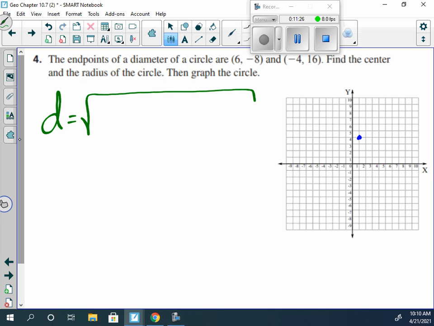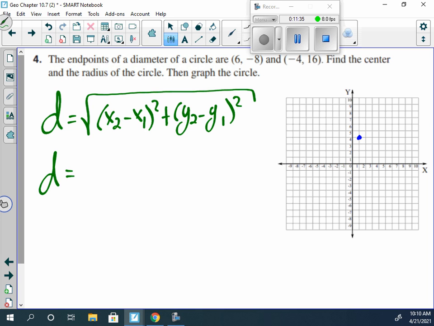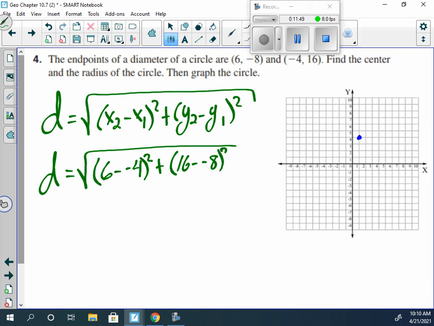Now to find our radius, we're going to use the distance formula. It's going to be the square root of our x values subtracted from each other. So we can have 6 minus -4 squared plus our y values would be 16 minus -8 squared. And again, at this point here, we can plug all this into the calculator and it would tell us our answer. We don't have to do this by hand.